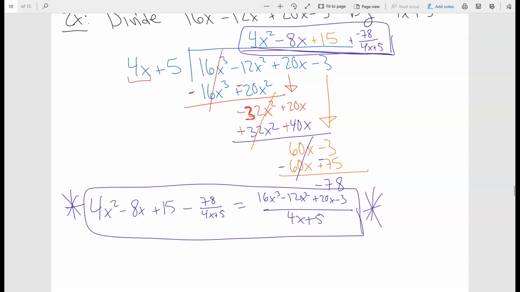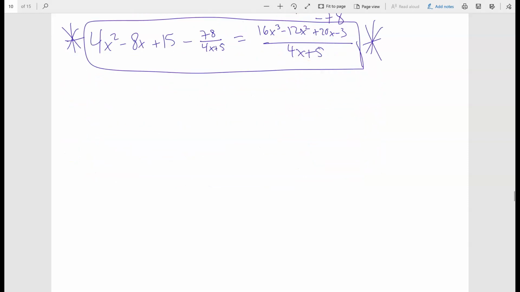Now, long division is a really good way to divide two different polynomials. Now, there's another way that you can try to divide polynomials, okay? And that's something called synthetic division.